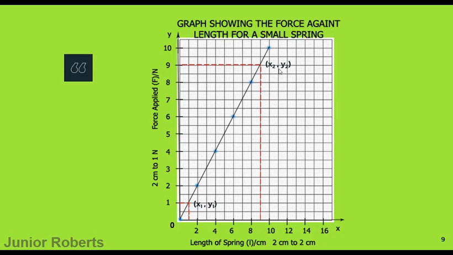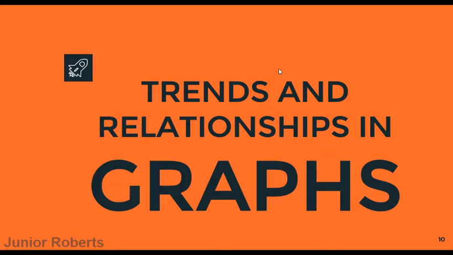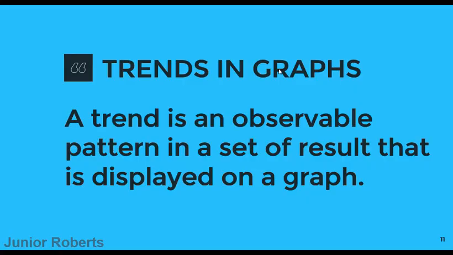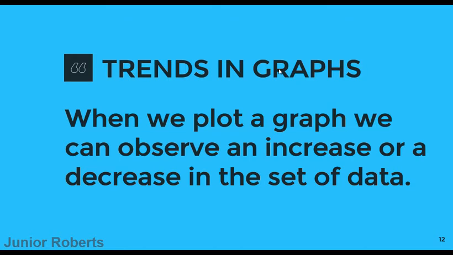So let's move on. Let's talk quickly now about trends and relationships in graphs. We're going to first discuss trends in graphs. We can say that a trend is merely an observable pattern in a set of results that is displayed on a graph. Now, when we plot a graph, we can observe an increase or we can observe a decrease in the set of data.